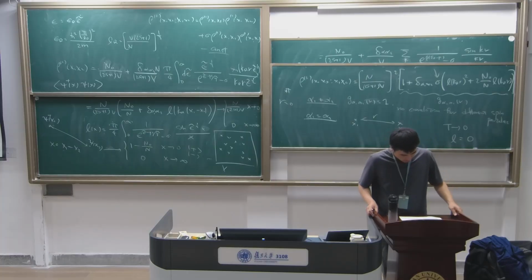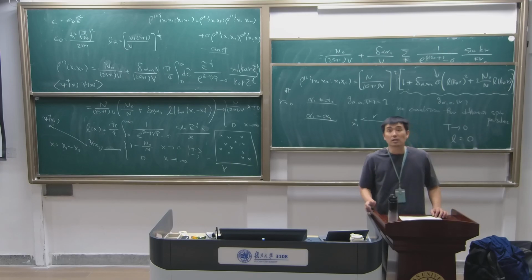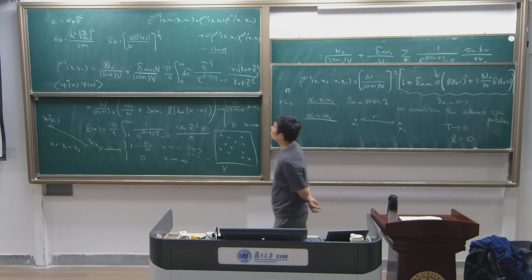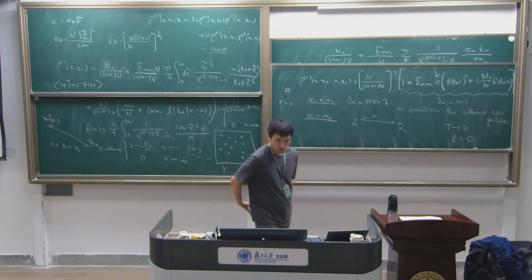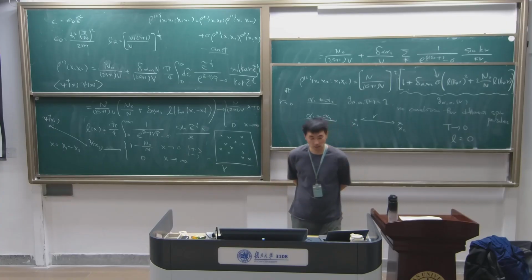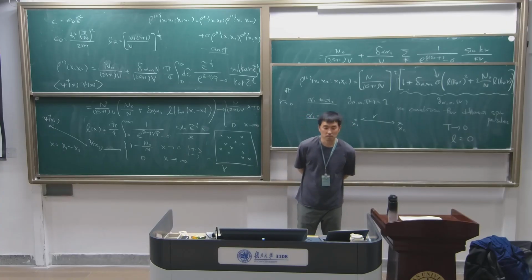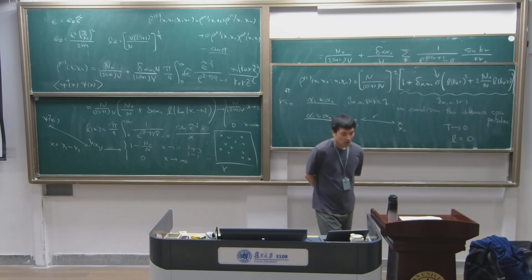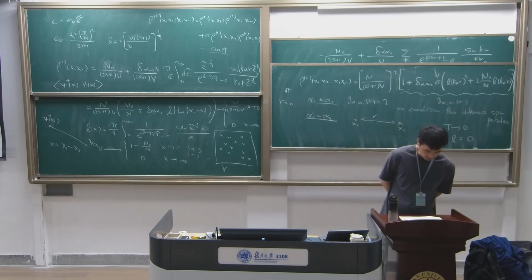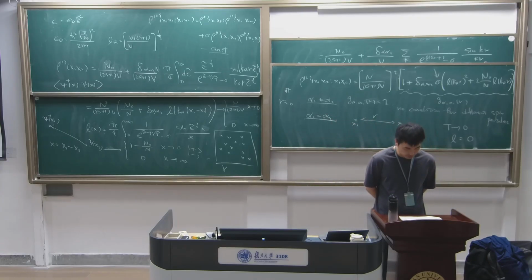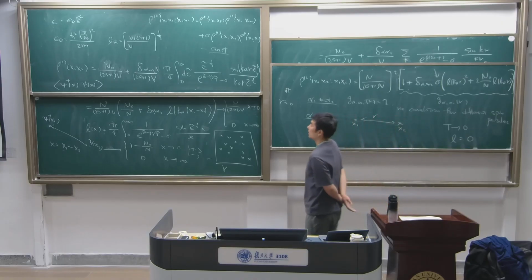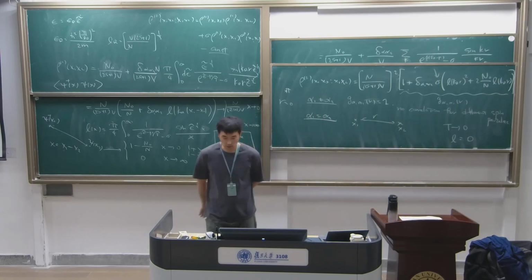You can see there is no correlation between particles in the Bose-Einstein condensate. That's what this calculation helps show. Any questions? Okay, so that's the calculation of the reduced density matrix in the ideal case.